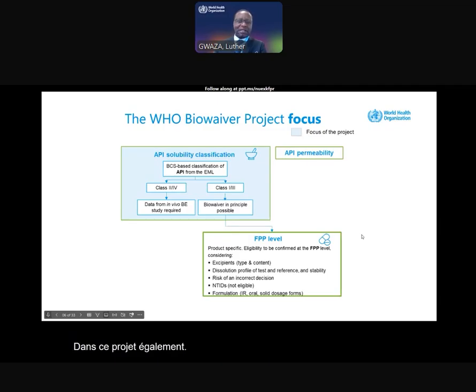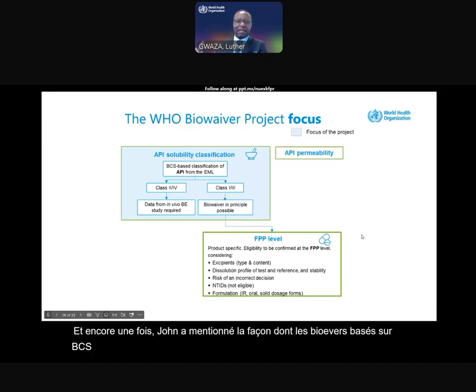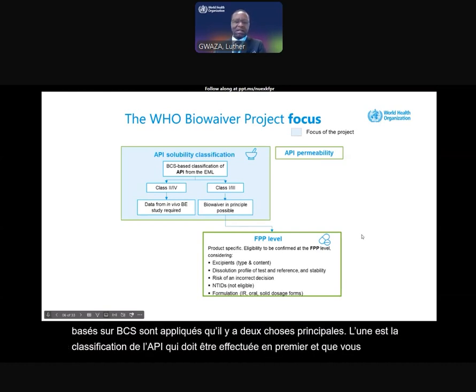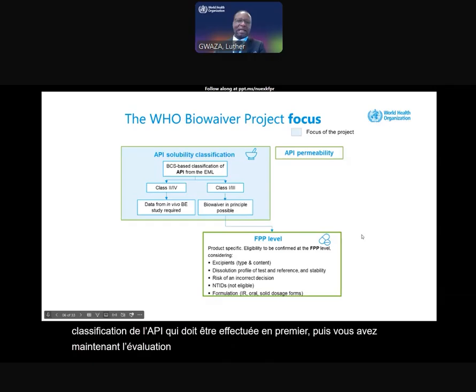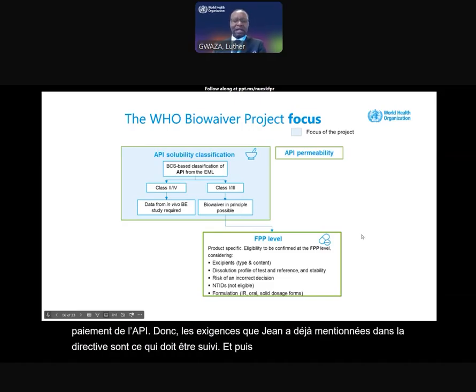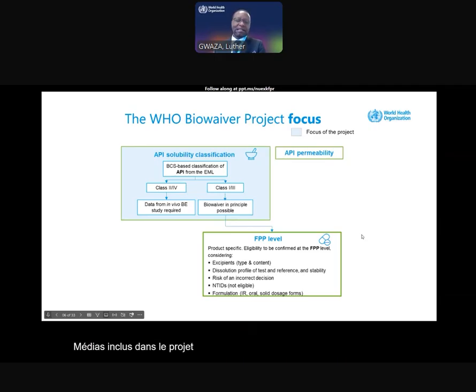And again, John mentioned how BCS-based biowaivers are applied, that there are two main things. One is the API classification that needs to be done first, and then you have the FPP evaluation. And so the project is only looking at the solubility, which is one element. So we are not yet looking at the API permeability. So the requirements that John already mentioned in the guideline are what should be followed. And then for the solubility, for the APIs that are already included in the Biowaiver project and that are classified, that data can be used.